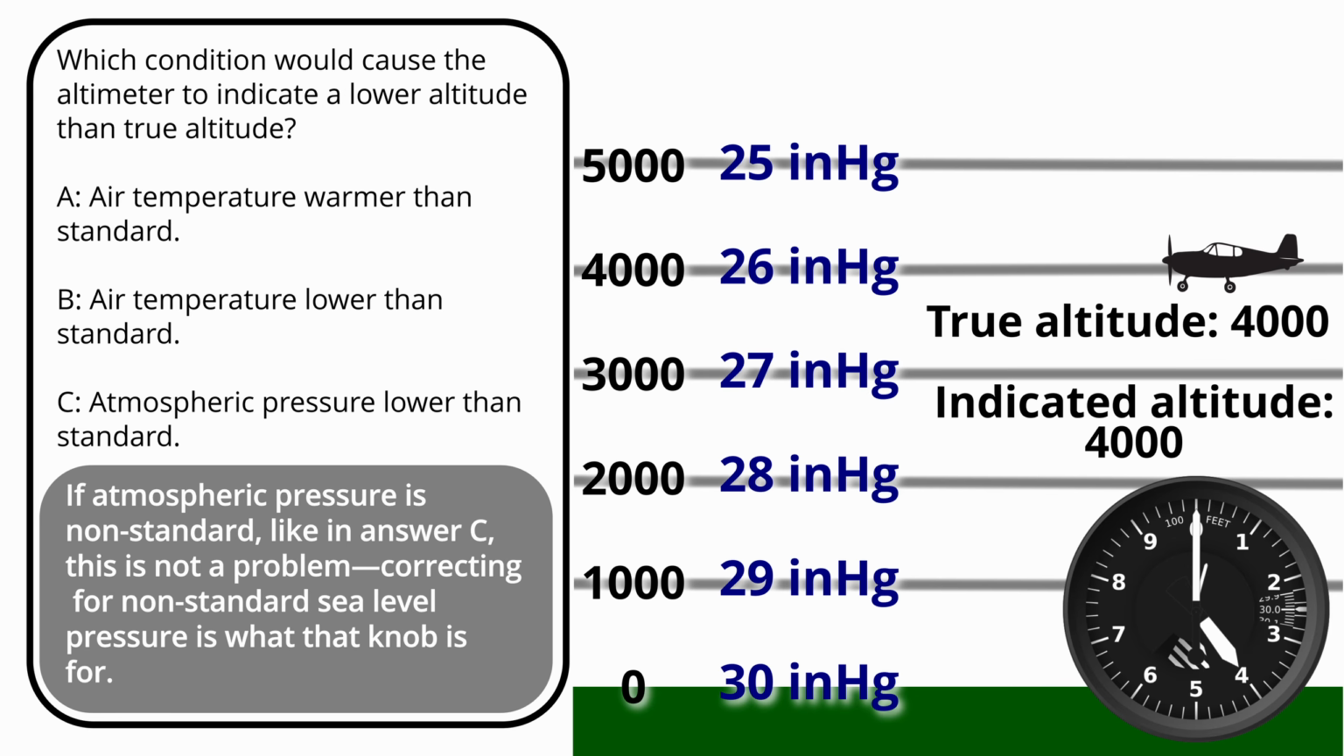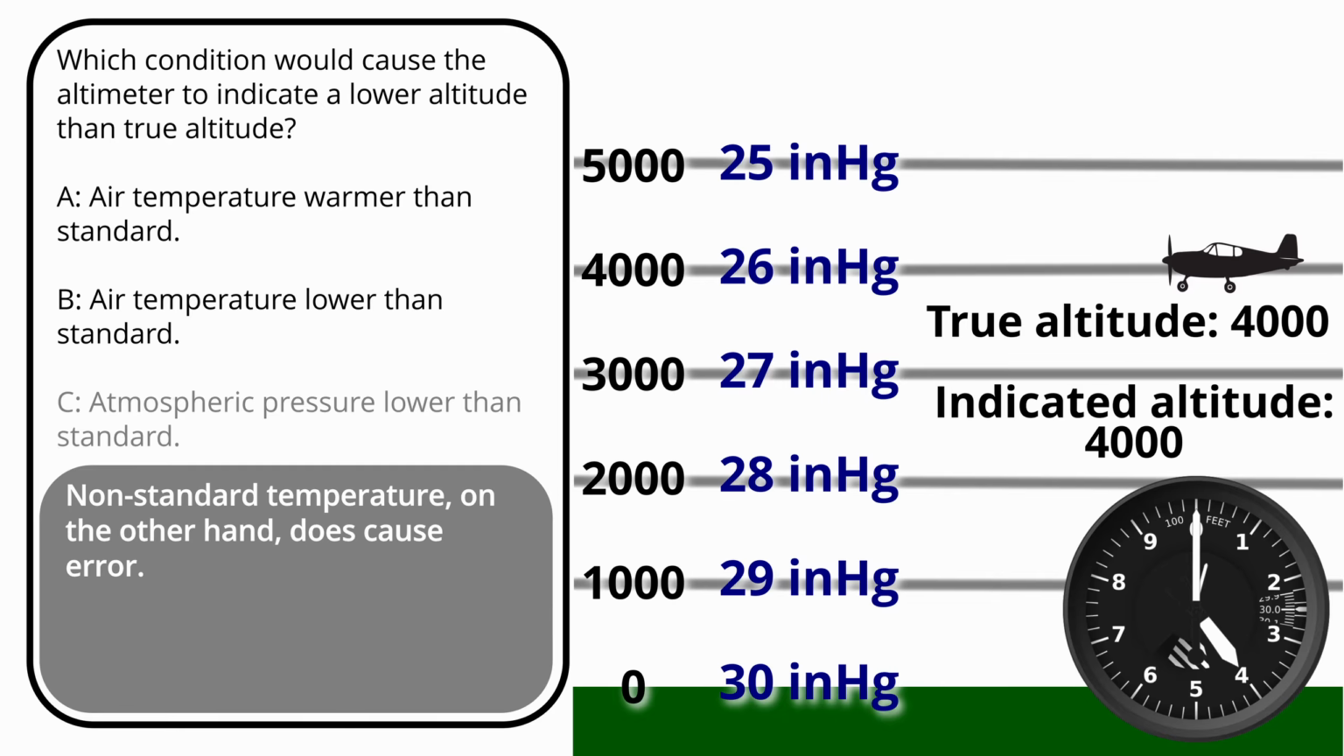If atmospheric pressure is non-standard, like in answer C, this is not a problem. Correcting for non-standard sea level pressure is what the knob is for. Non-standard temperature, on the other hand, does cause error.